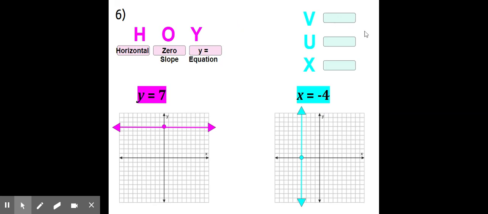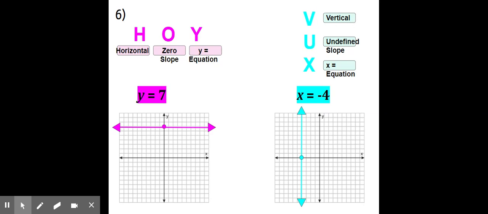All right, let's go to VUX. All right, HOI-VUX. So VUX, I bet you can guess what the V stands for. Yeah, vertical. This is a vertical line. And the U, what do you think the U stands for? It has to do with a slope. It's undefined slope. And what do you think the X represents? An X equals equation. Absolutely. So anytime I see an X equals equation, I can think, okay, that's VUX. Spell out the word VUX, and then you'll see undefined and vertical, and you'll be able to easily draw that line.